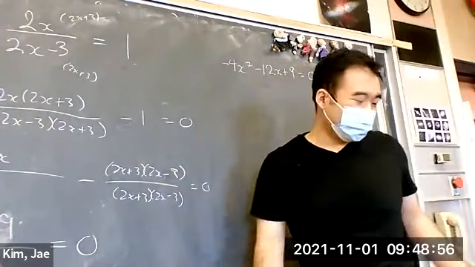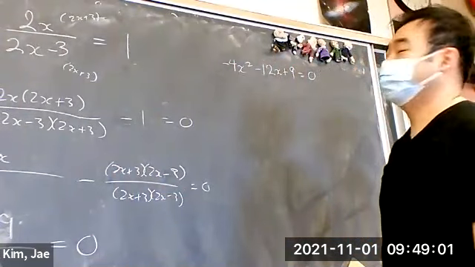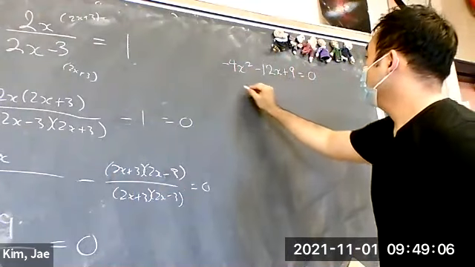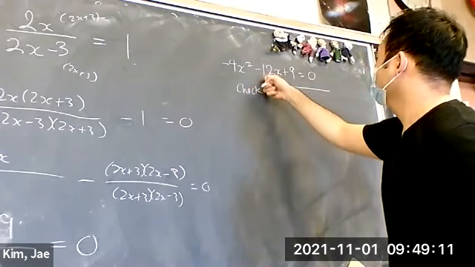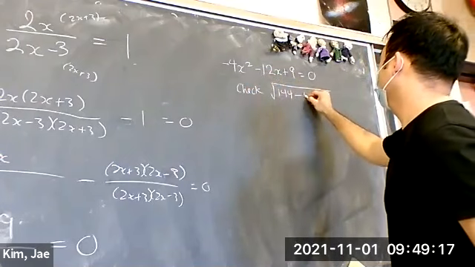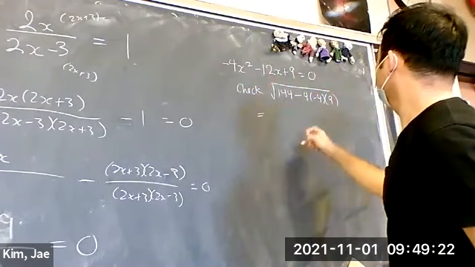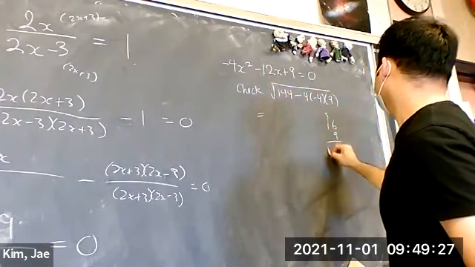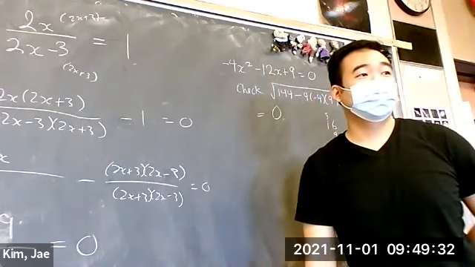I could factor it out, but since I'm doing the quadratic formula, I'm not even going to do that extra step. My A value is negative 4, B is negative 12, C is 9. Let's first check the discriminant to see if there are any possibilities. B squared minus 4 times A times C. That looks pretty close. 16 times 9. Oh, it's a 0. Am I wrong?